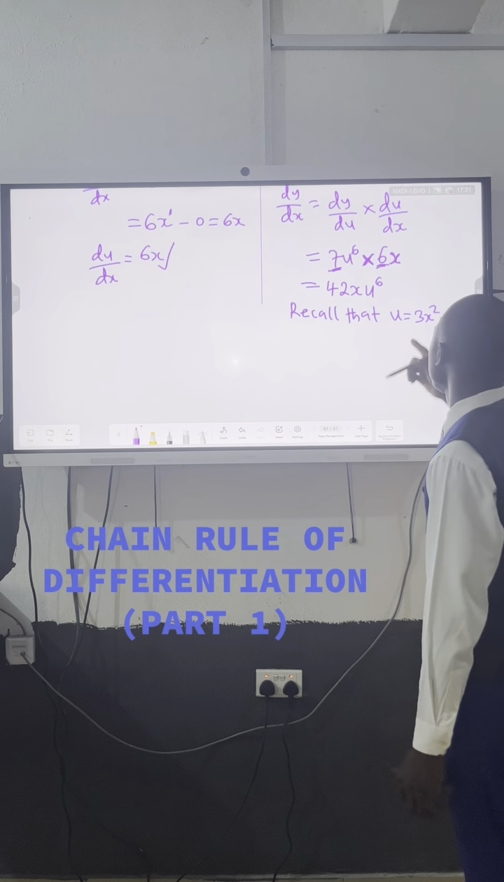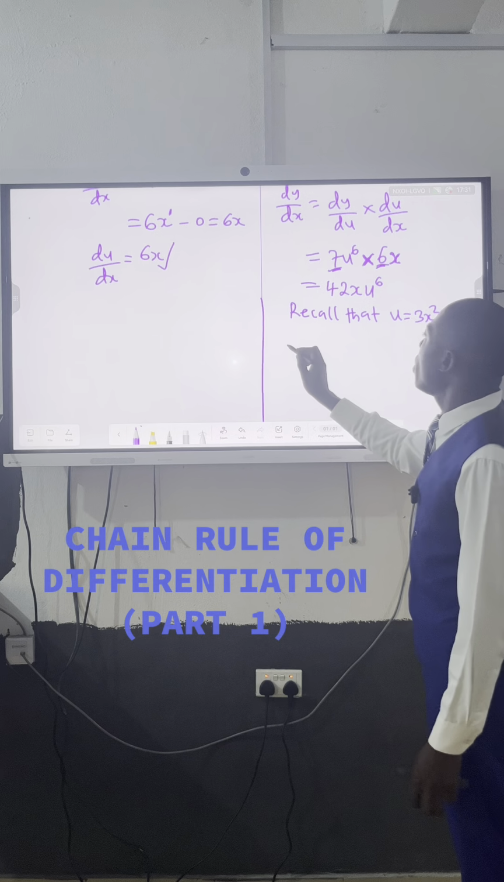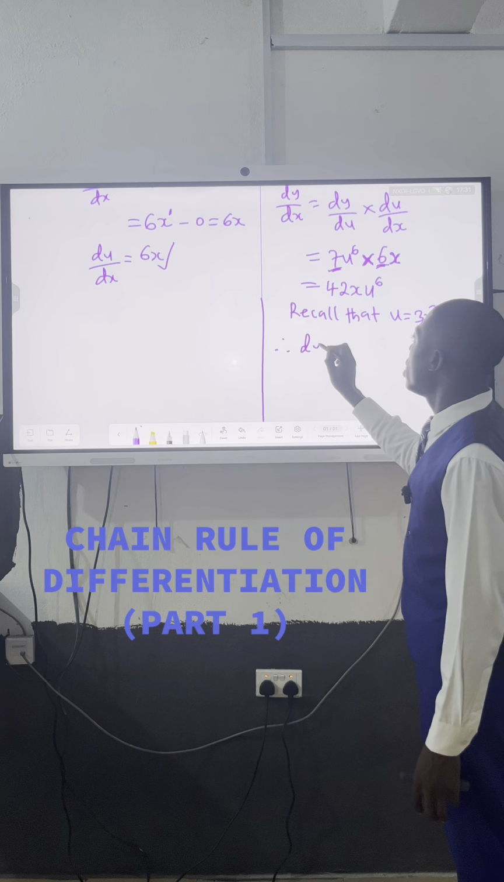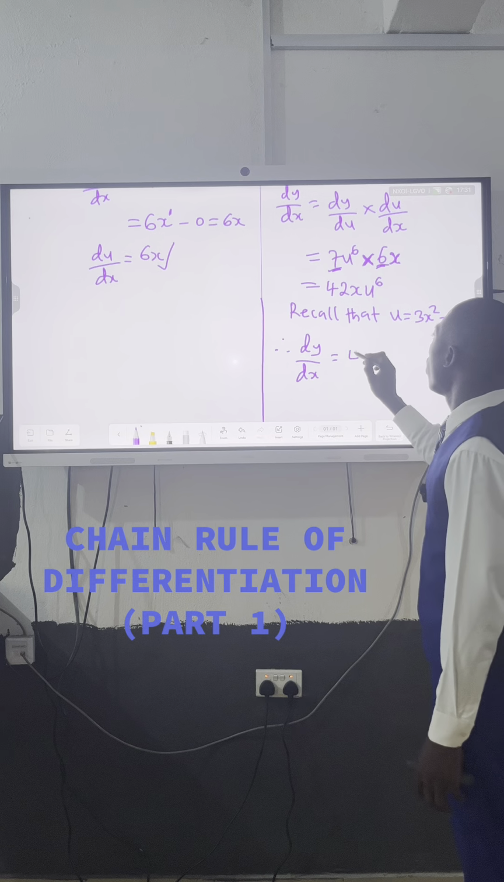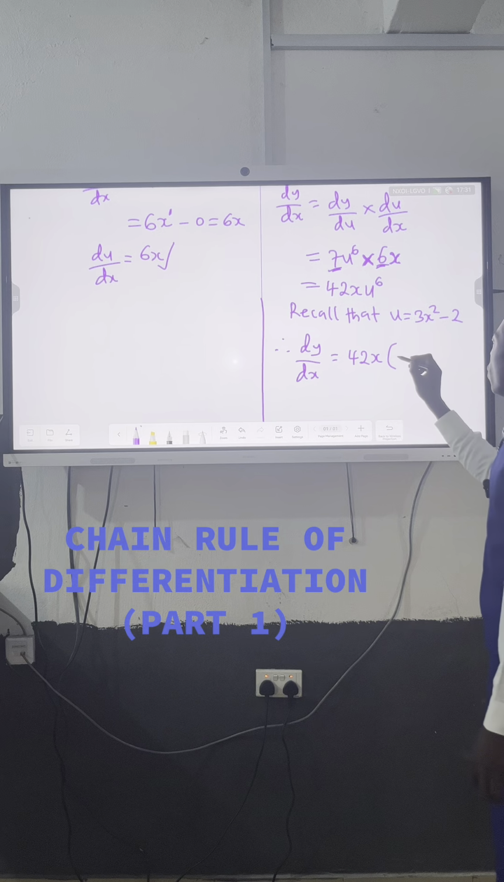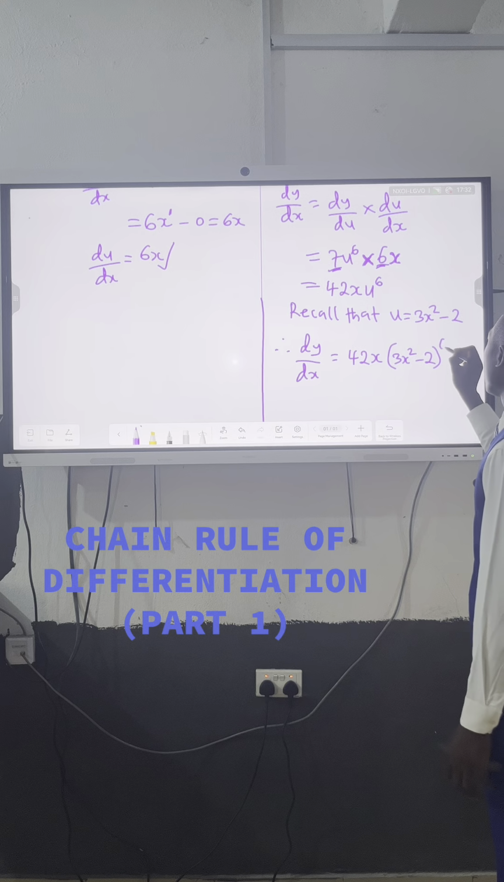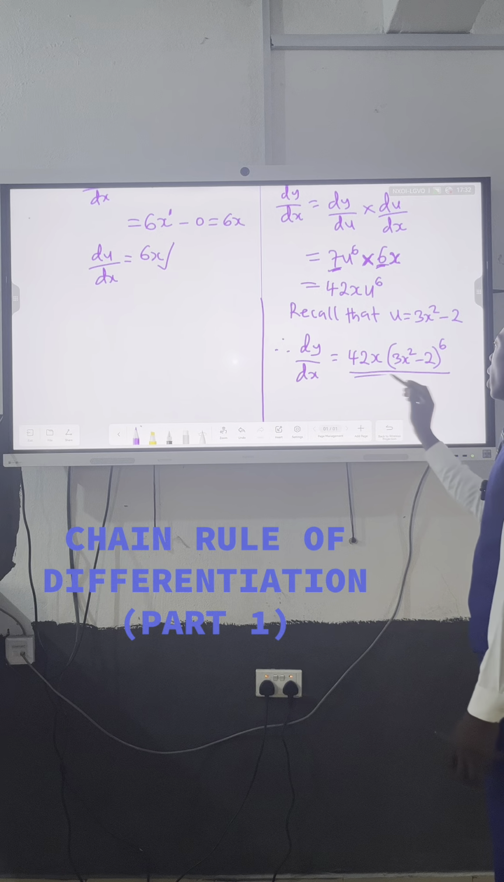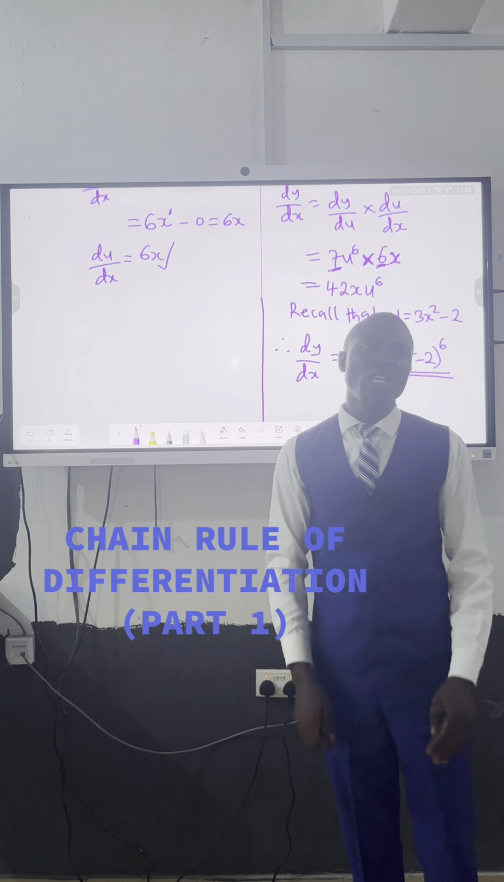So what do you do now? You take this and replace it here and move on. Alright? So that means that finally dy dx is actually equal to 42x, bracket, instead of u you now write 3x squared minus 2, and then you put the power above it. So this is the answer to the question we're given to differentiate.